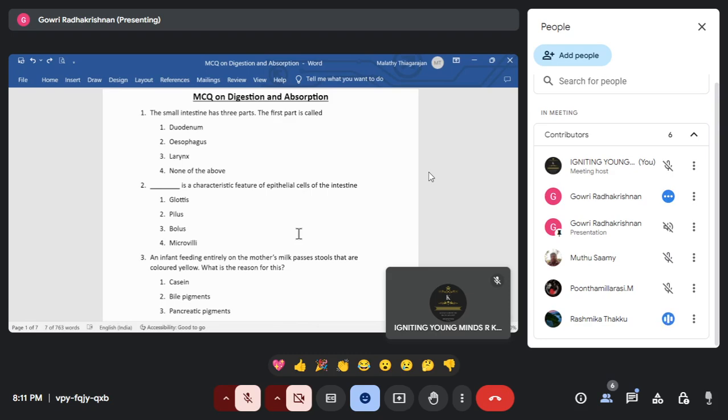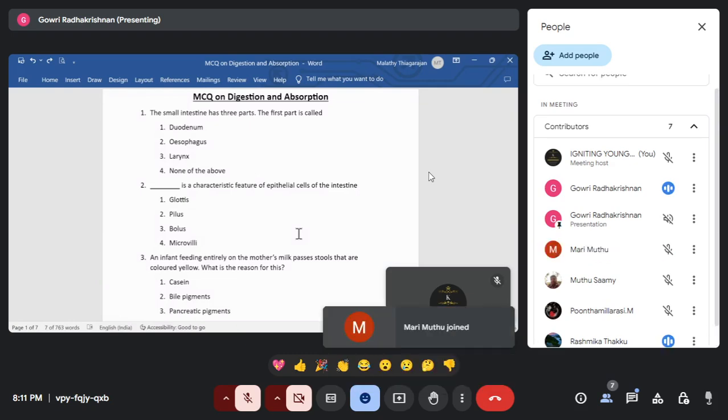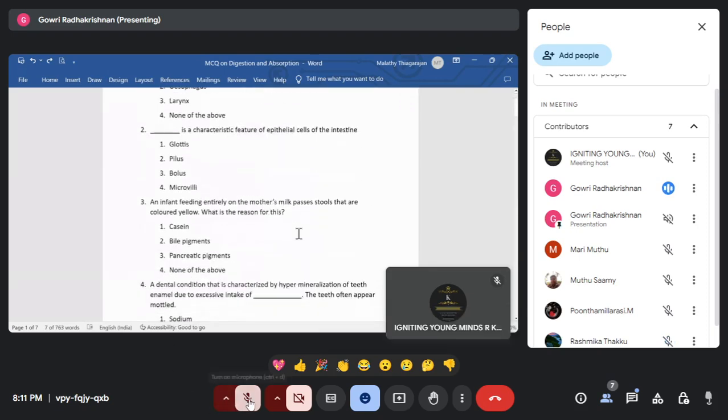Duodenum, jejunum, and ileum. Okay, very good. Now, can you tell me the first part? Which one is the first of the three you named? Duodenum. So that's the right answer. The first option in the first question, duodenum, is the correct answer. Now to the second question.